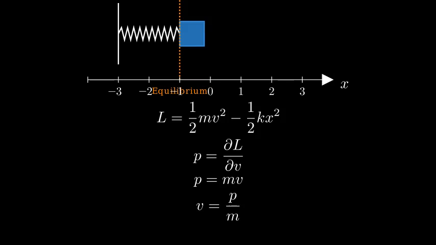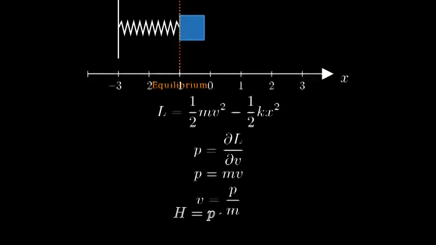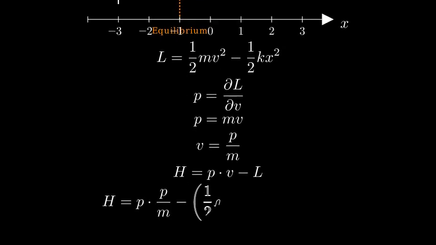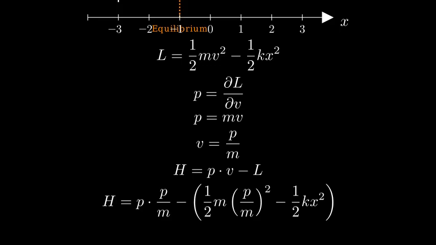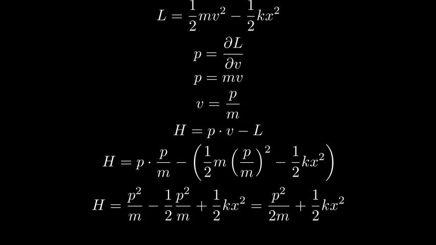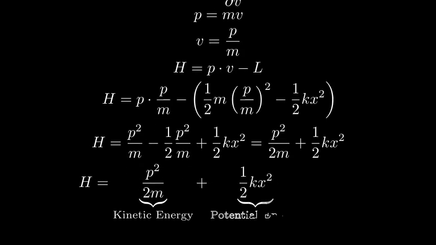Now we can substitute this expression for v back into our definition of the Hamiltonian. We have H equals p times v minus the Lagrangian. That gives us H equals p times p over m minus 1/2 m times p squared over m squared plus 1/2 kx squared. Simplifying, we get H equals p squared over 2m plus 1/2 kx squared. This is exactly the total energy of the system, with the first term being the kinetic energy expressed in terms of momentum, and the second term being the potential energy.